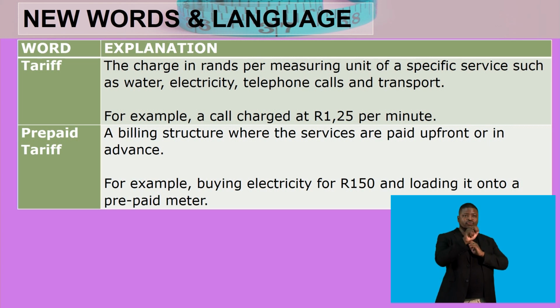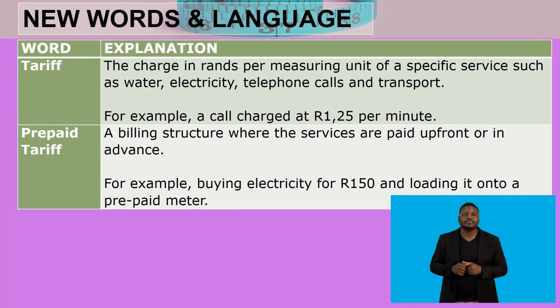The new words that we'll be focusing on would be tariff. We have to define what a tariff is. A tariff is a charge in rand per measuring unit of a specific service, such as water, electricity, telephone calls, and also transport. For an example, a call is charged at 1.25 rand per minute. If you would spend more than 2 minutes, you will have to take that tariff and multiply it by the number of minutes you spend to get your answer.